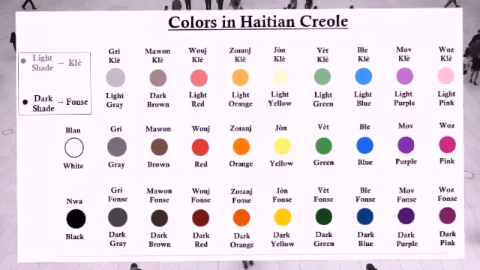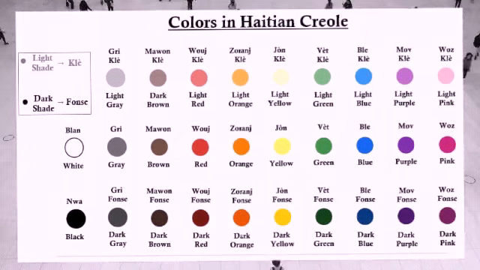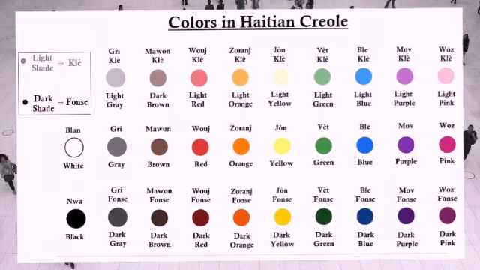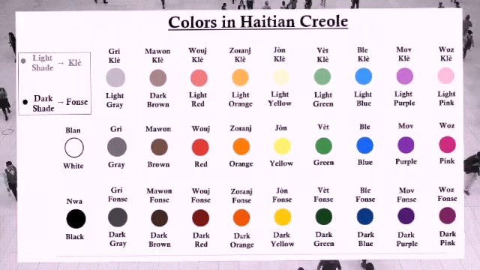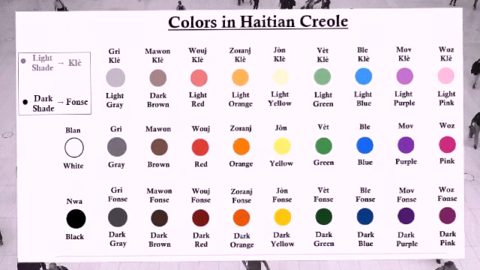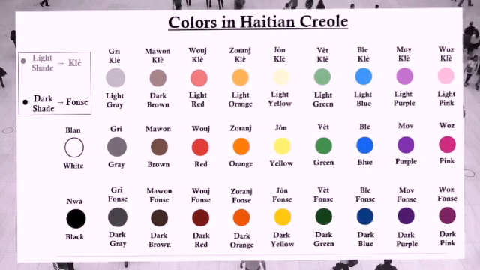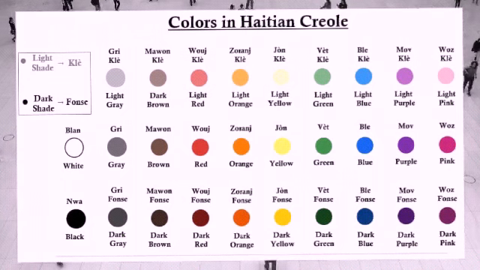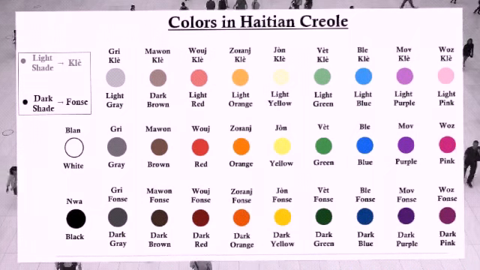Jaune foncé, dark yellow. Jaune foncé, dark yellow. Vert foncé, dark green. Vert foncé, dark green. Bleu foncé, dark blue. Bleu foncé, dark blue. Mauve foncé, dark purple. Mauve foncé, dark purple. Rose foncé, dark pink. Rose foncé, dark pink.